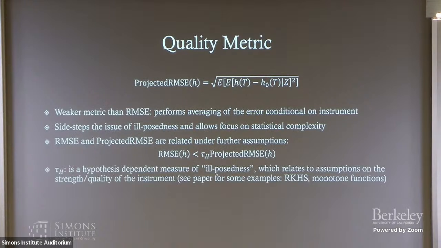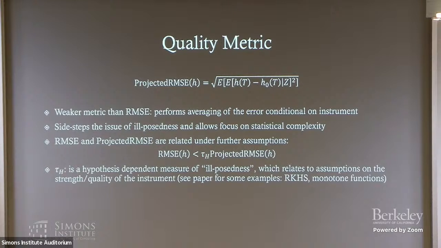So this quantity has been analyzed for particular hypothesis spaces in the past. And even in the paper, we provide some new results on this measure of ill-posedness for reproducing kernel Hilbert spaces. In the past, it has also been shown that for monotone functions in 1D, this is a constant, and it has also been analyzed for the case of growing linear functions.